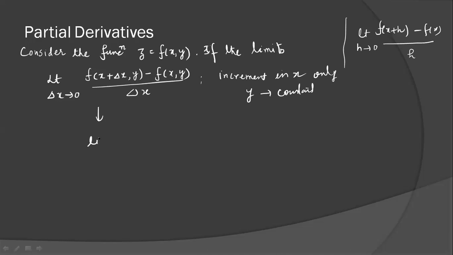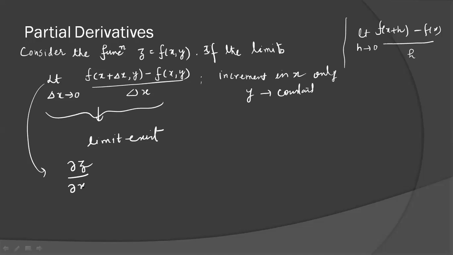If this limit exists, then we say this is the partial derivative of z with respect to x. This is the notation of partial derivative: with respect to x means del x, and of which function? Of z. So del z by del x. If this limit exists, meaning we are incrementing x and keeping y as a constant, then this is called the partial derivative with respect to x.